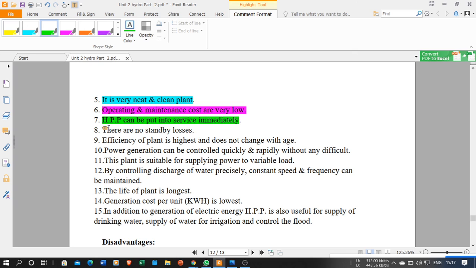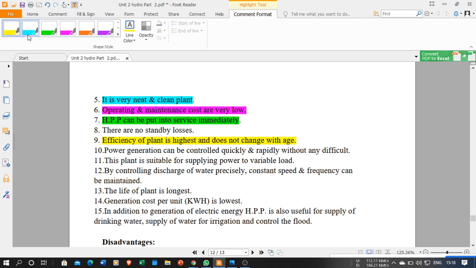The efficiency of the plant is highest and does not change with age. If you compare the efficiency, in a thermal power plant the efficiency decreases with age. But a hydroelectric power plant will give you the maximum efficiency among all the plants, and it does not change with age, whether it is 2 years or 4 years. In a thermal power plant, as aging occurs, the efficiency decreases.